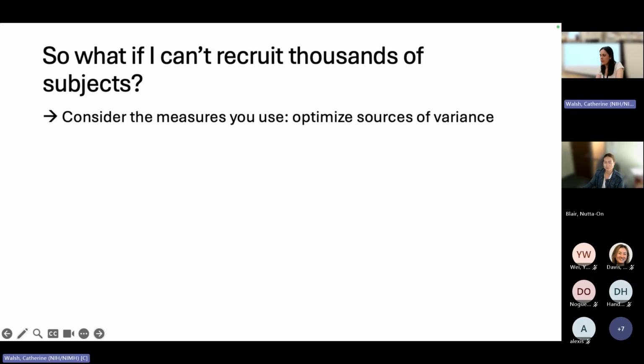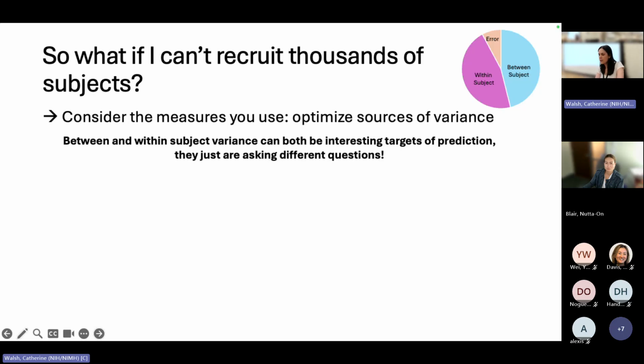So now say we've decided we do want to use a cognitive task to look at individual differences in fMRI. We also have to think about what kind of task we want to use. So going back to the beginning of this talk where I broke down individual differences and scores into within and between subject variance, and I reminded you that both kinds of variance can be interesting targets of prediction, but they're just different goals, and that's totally okay. I want to expand on that by highlighting, again, different questions necessitate different tasks. And we're going to do that with a little bit of hand-wavy math here.